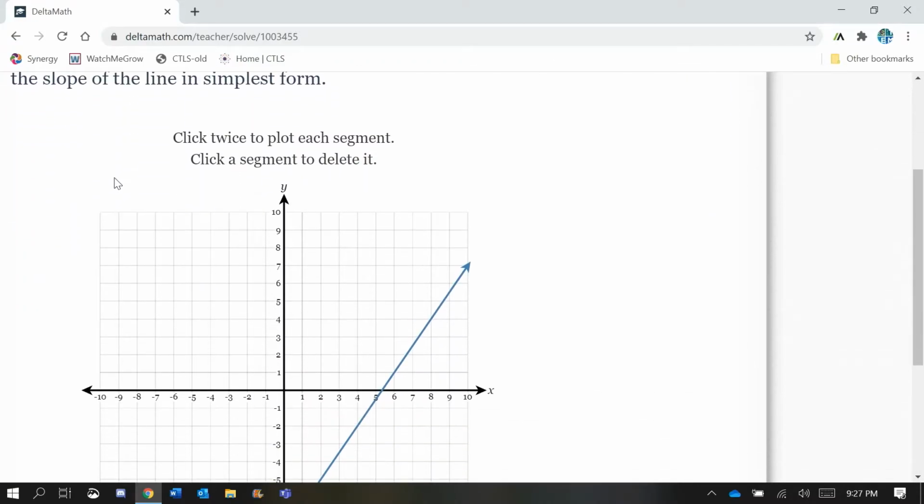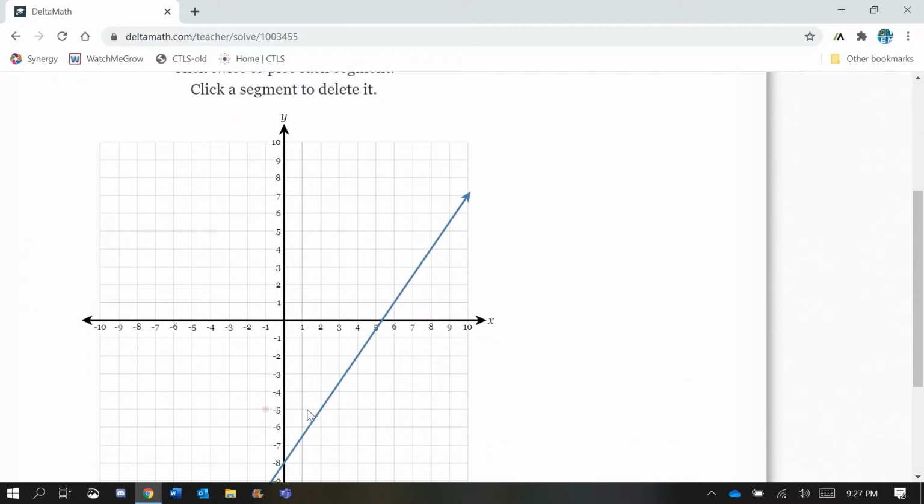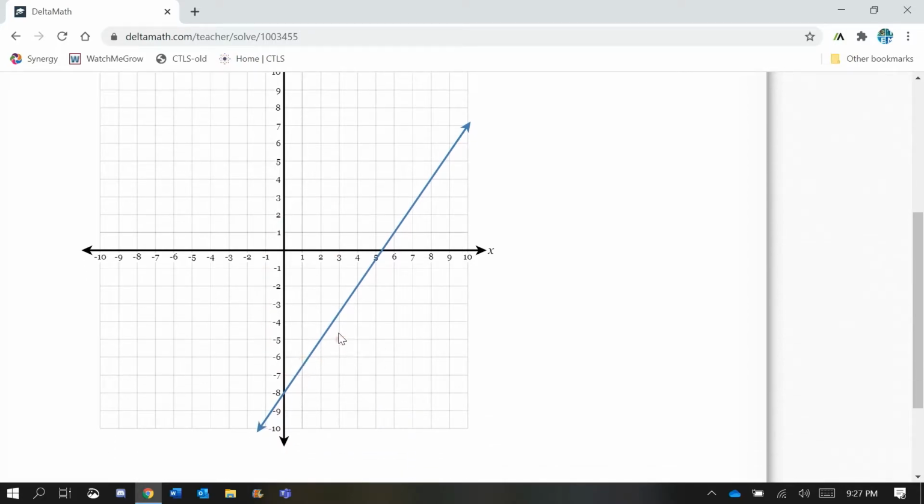So if we try another problem here, okay, and we take a look here, again, I can see that my slope here is positive because if I go from left to right, it's going up. And now I find some points. So I'm going to move my cursor around until I find one. I sometimes like to go to the y-axis to find one. It's a little bit easier.